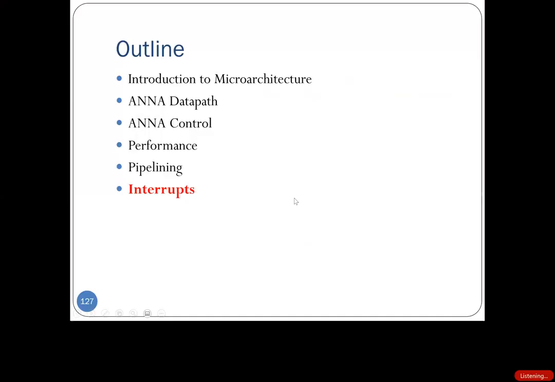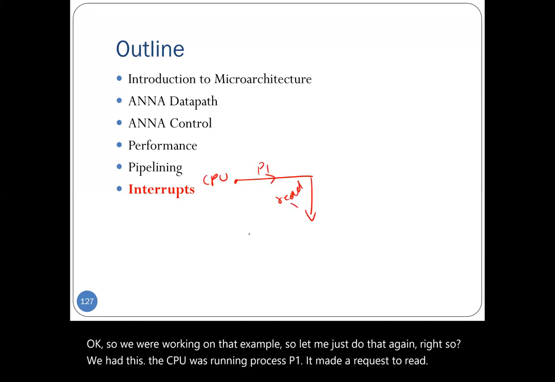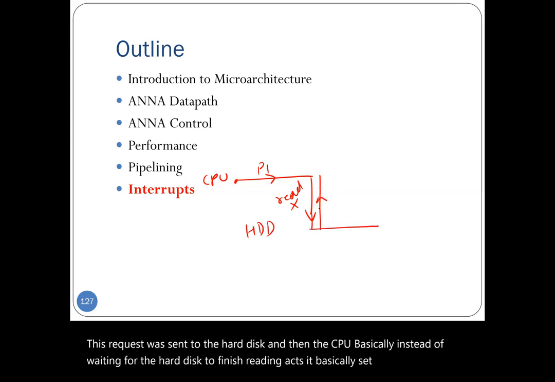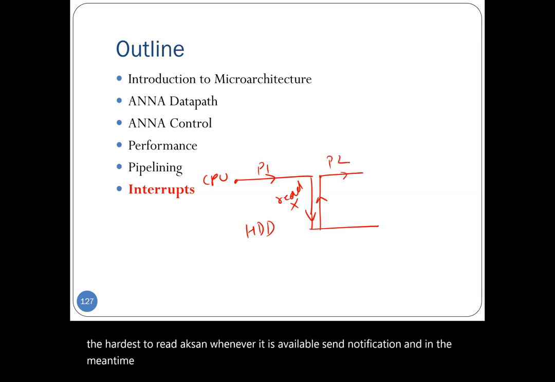Okay, so we were working on that example. Let me just do that again. We had this: the CPU was running process P1. It made a request to read X. This request was sent to the hard disk, and instead of waiting for the hard disk to finish reading X, the CPU set up the hard disk, asked it to read X, and to send a notification whenever it is available. In the meantime, the CPU started executing another ready process P2.